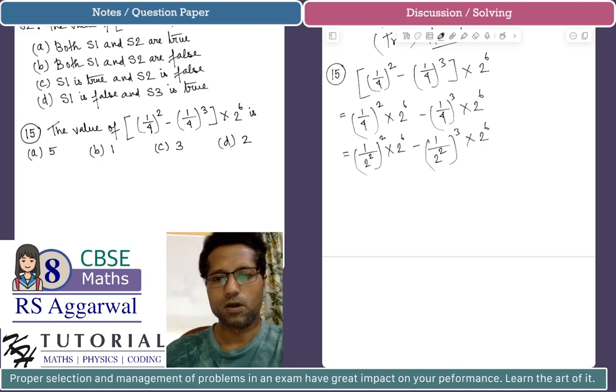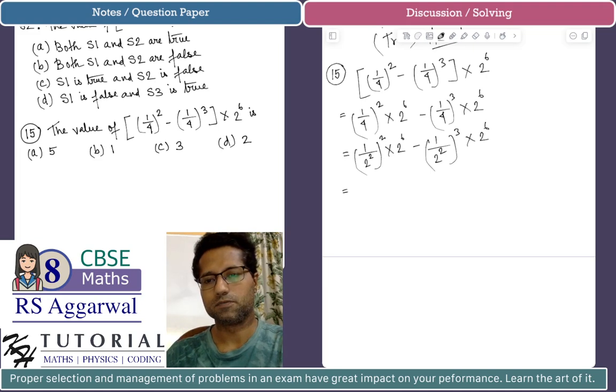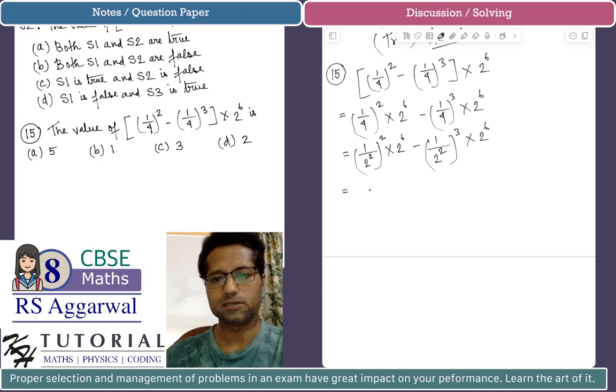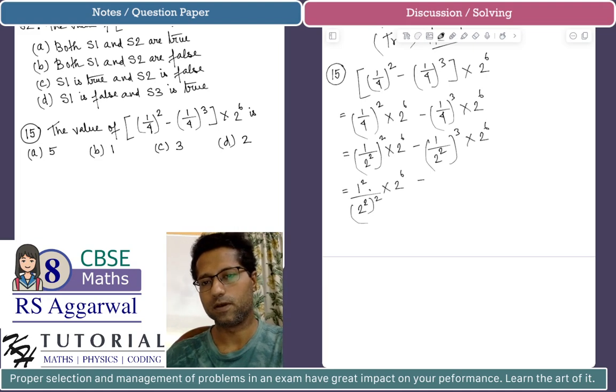Now if I break the exponential term, (1/2^2)^2 as 1 square divided by (2 square) whole raised to the power 2, and I have 2 to the power 6, minus, I will break (1/2^2)^3 in the rational form as 1 cube divided by (2 square) whole raised to the power 3, and I have multiplied by 2 to the power 6.